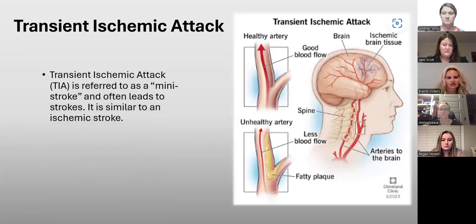Next, we have the transient ischemic attack. This is referred to as a TIA, which is most of the time referred to as a mini stroke, and this often leads to an ischemic stroke in the future.